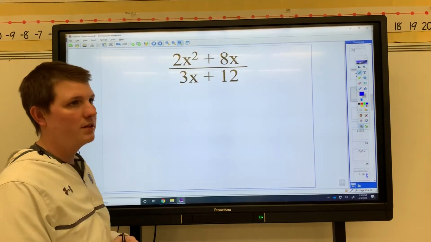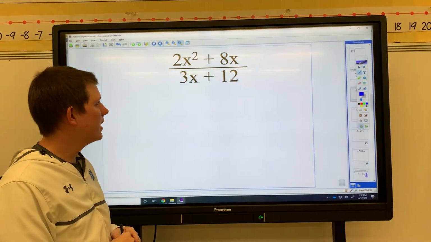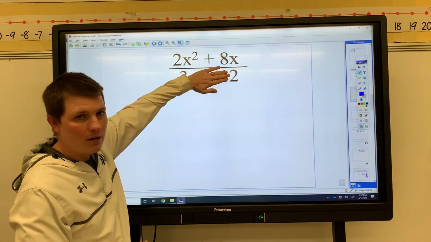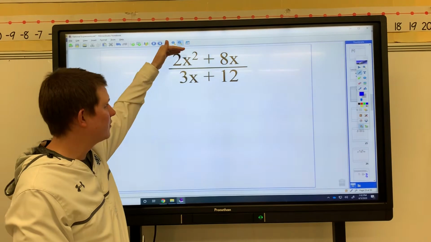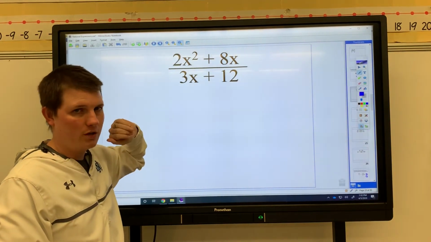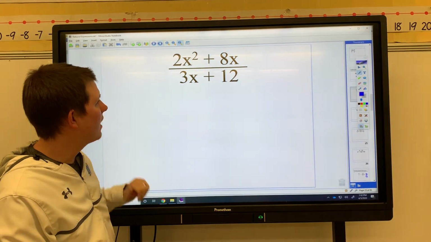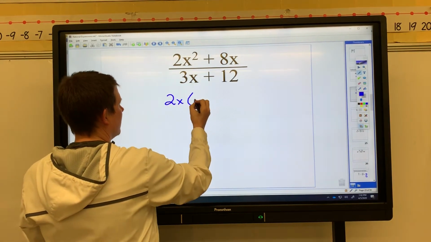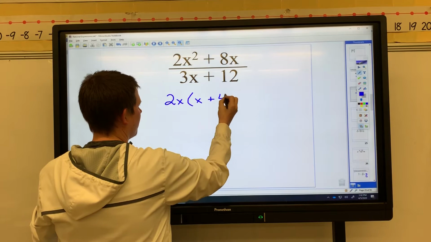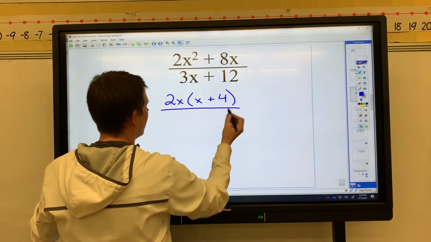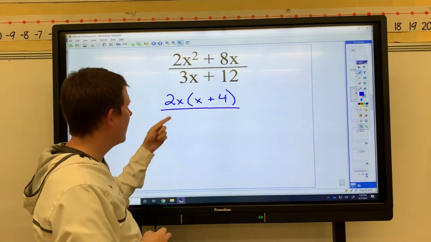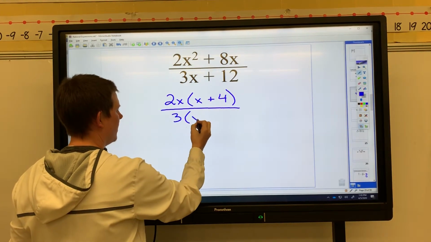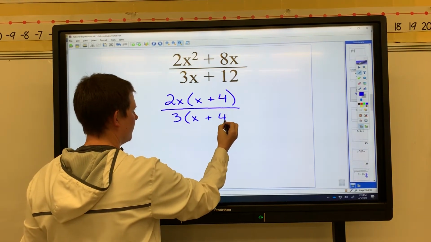2x to the second plus 8x all over 3x plus 12. So in the numerator, forget about the denominator. Don't even look at the denominator. We are factoring each of these completely separate of each other. So just focus on the numerator. How can I factor that? I can take out a GCF of 2x. I'm left with x plus 4. Okay, now I look at the denominator. How can I factor the denominator? I take out a 3. And I'm left with x plus 4.